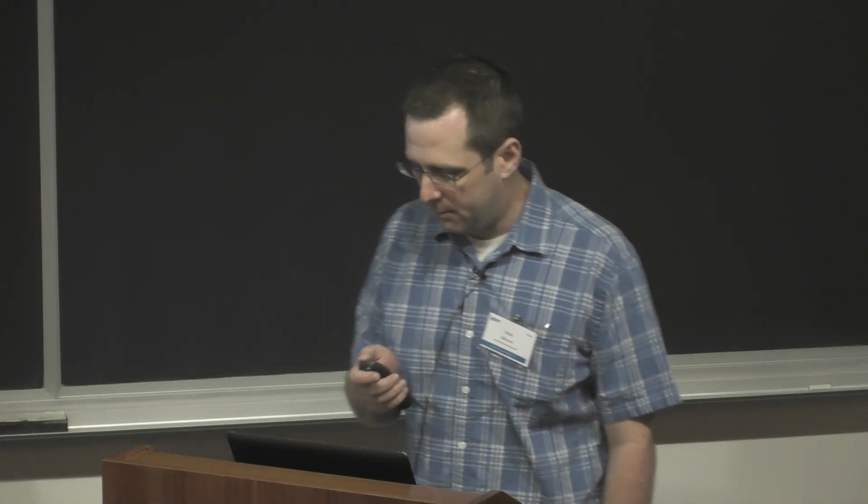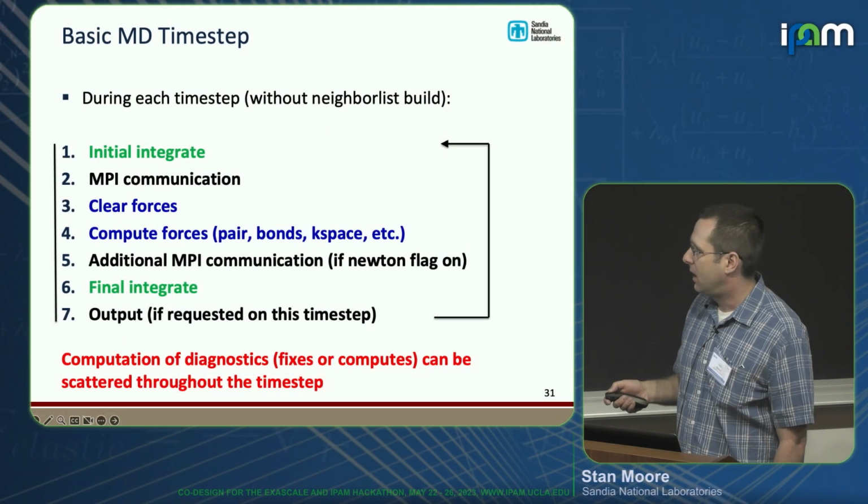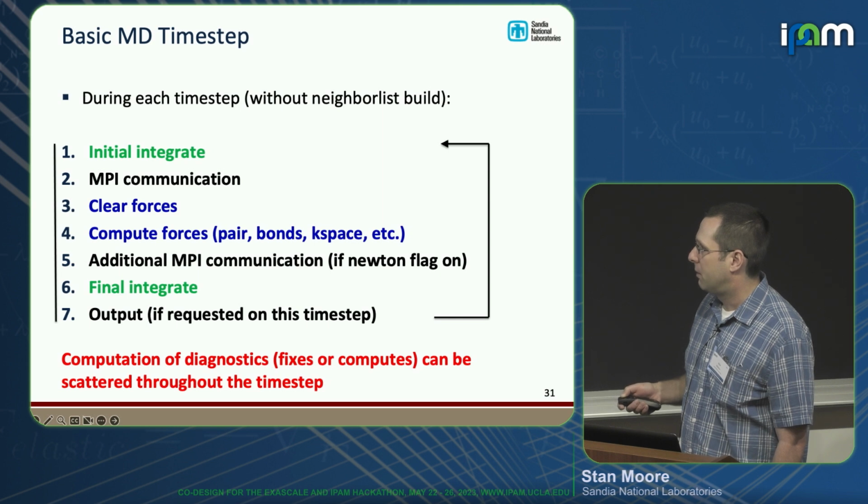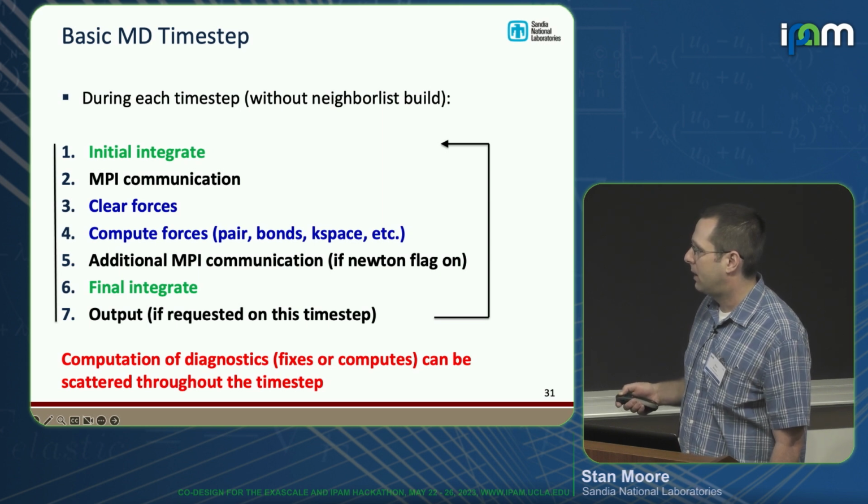And so here's the basic MD timestep. You have an initial integrate, which is the velocity Verlet or leapfrog. You have to do some MPI communication. Then we clear the forces, compute the forces, do some more MPI communication if the Newton flag is on, then the last part of the integrator, and then output.